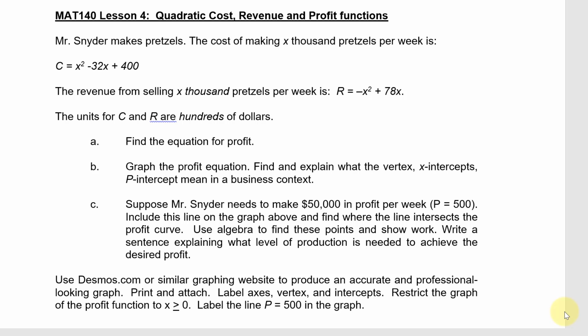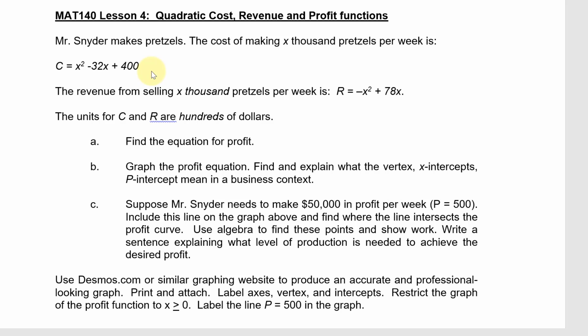This is the MAT140 lesson number 4, quadratic cost, revenue, and profit functions. The example says Mr. Snyder makes pretzels. The cost of making X thousand pretzels per week is C equals X squared minus 32X plus 400. The revenue from selling X thousand pretzels per week is R equals negative X squared plus 78X. The units for C and R are hundreds of dollars.